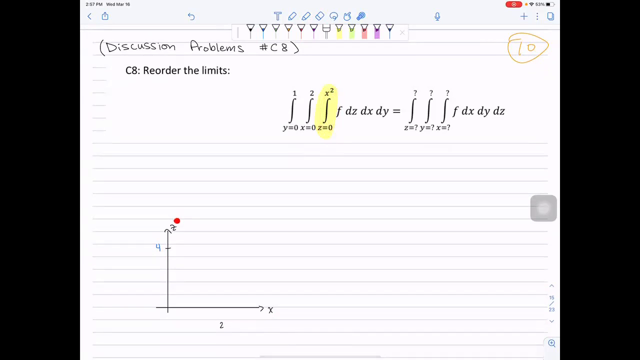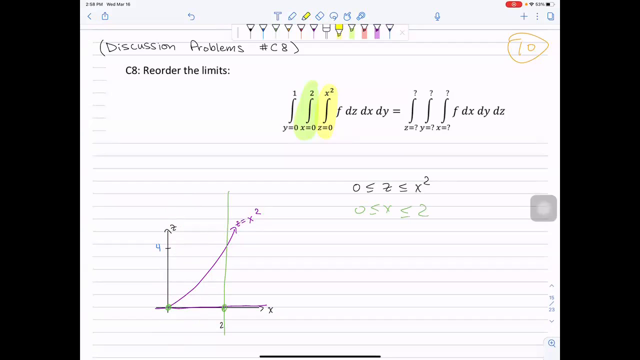So in the xz plane now, this tells you that z goes from 0 to x squared. So z equals x squared is this line, goes from 0 to x squared. Then this bound tells you x goes from 0 to 2. So think about all possible lines in the increasing z direction. x can be at least 0 and at most 2.